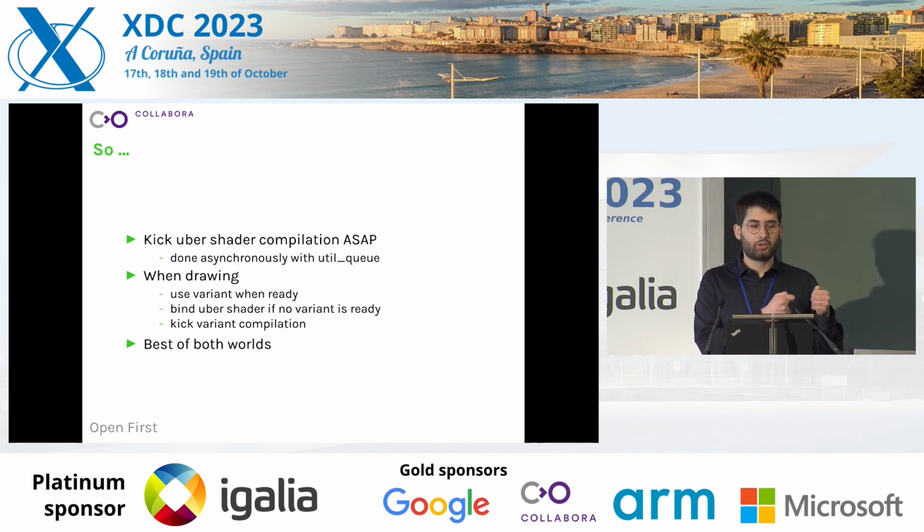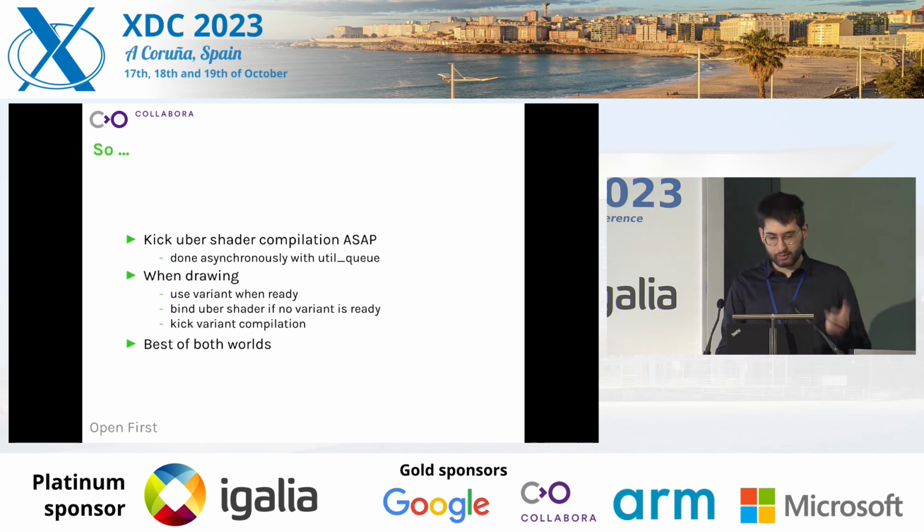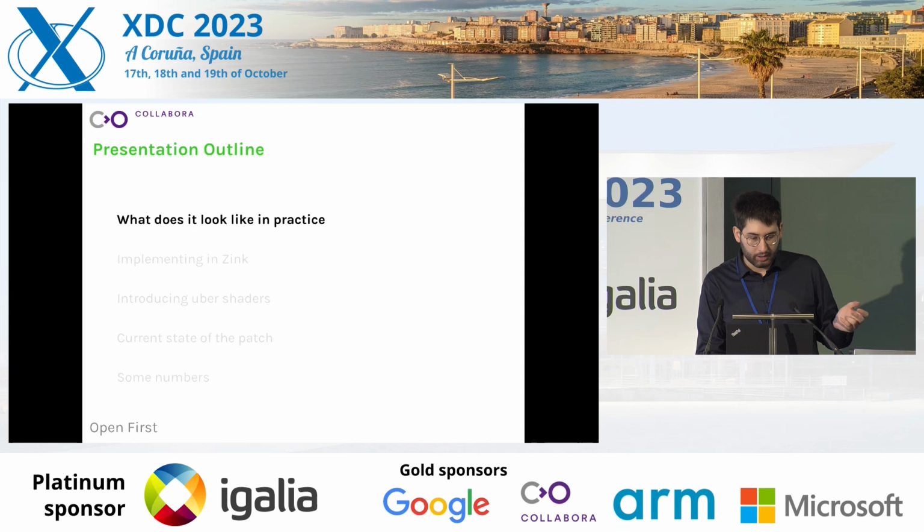The idea is the Uber shader is going to be used for a few frames instead of stuttering, but then we go to the optimized variants that perform just as well. So we get the best of both worlds. We get performance and stutter free.